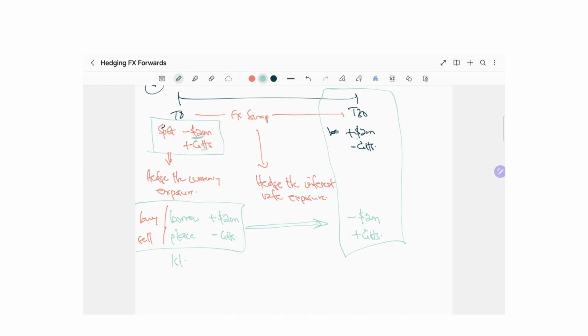Now in 30 days time, we are going to receive $2 million. In 30 days time, we are going to pay $2 million via an FX swap. So there's a hedge here. In 30 days time, you're going to receive CDs in an FX swap. In 30 days time, you're going to pay CDs in a forward contract. And this is a perfect hedge.